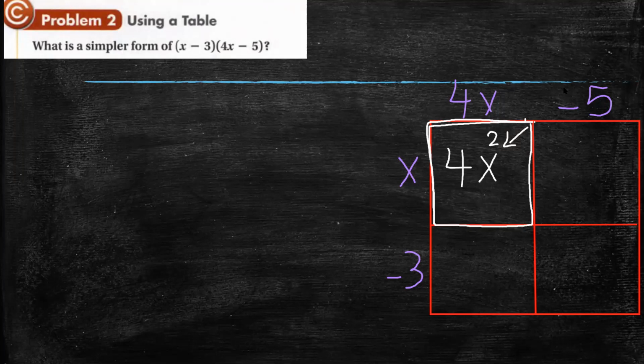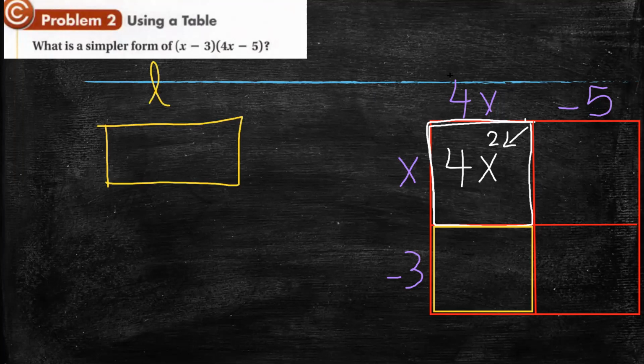Then go to the second one here. Look here. The term from here is -3, and the term here is 4x. Here I have -3. For this rectangle, I must multiply. Do you remember how we can find the area of a rectangle? If I want to find the area of the rectangle, I multiply the length times the width.